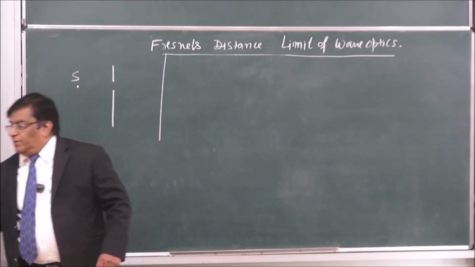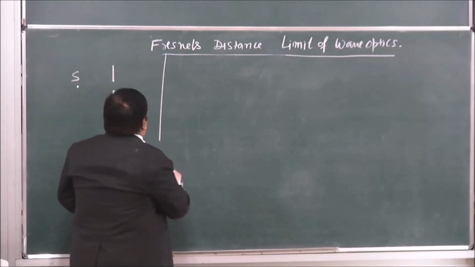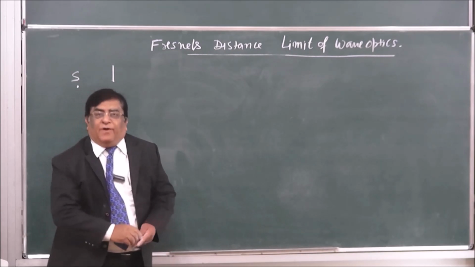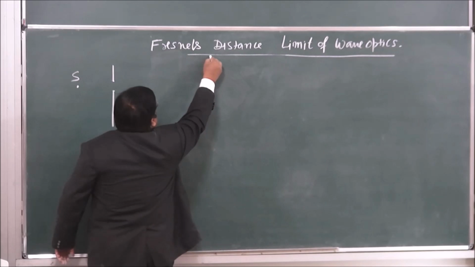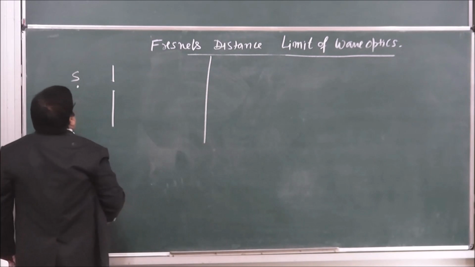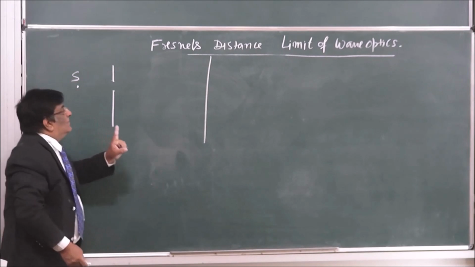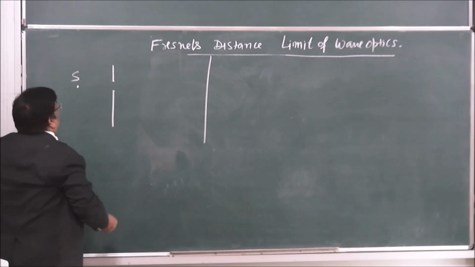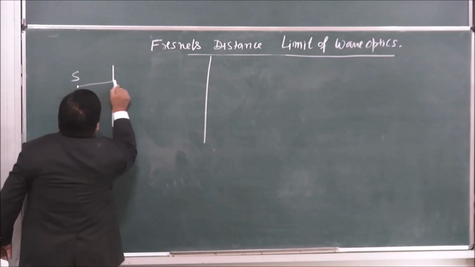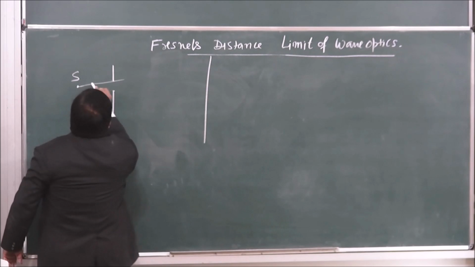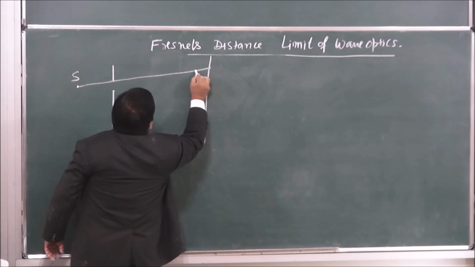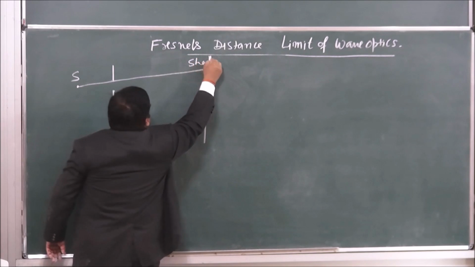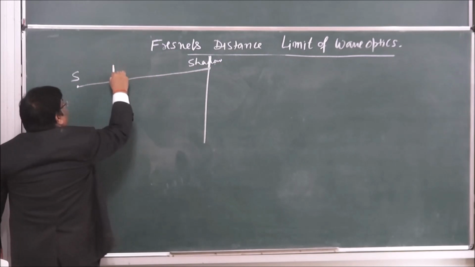Now, I have two things available with me. One is ray optics and the other is wave optics. Here, if I take the help of ray optics, it is a point source of light and one ray goes this way, and here is the shadow of this.